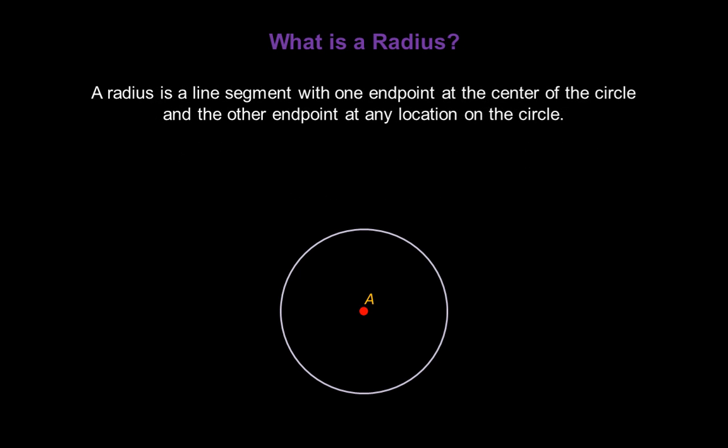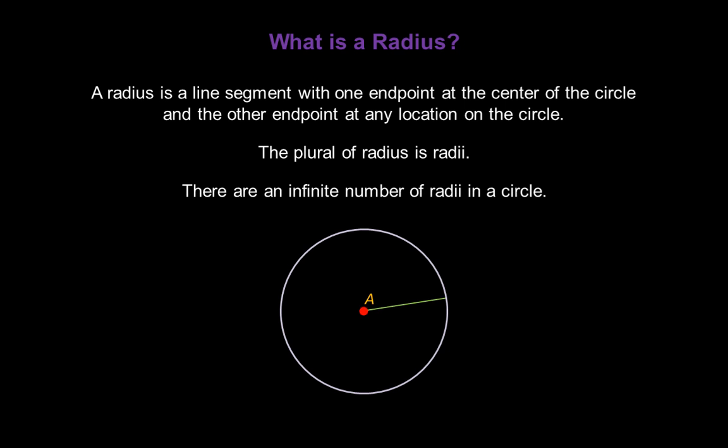Now, what is a radius? A radius is a line segment with one endpoint at the center of the circle and the other endpoint at any location on the circle. The plural of radius is radii, and there are an infinite number of radii in a circle.